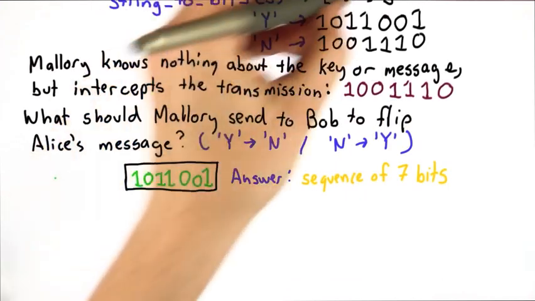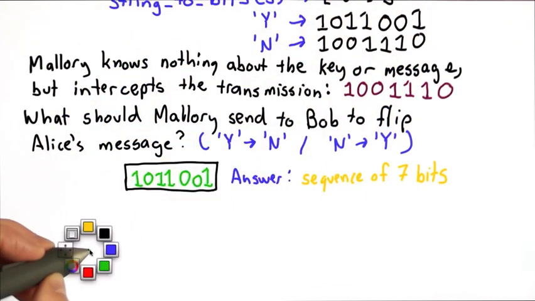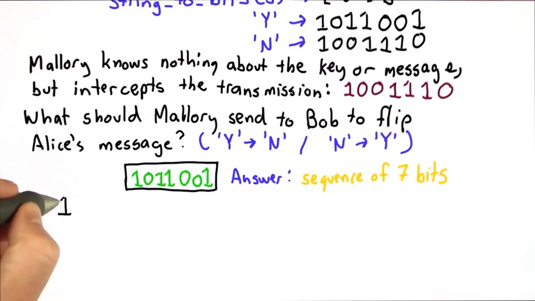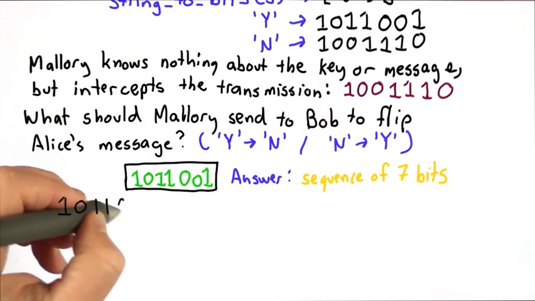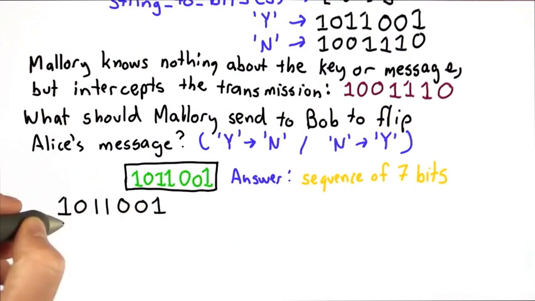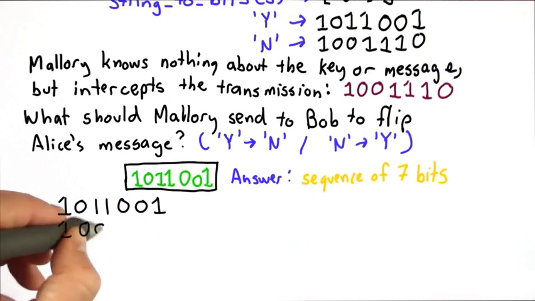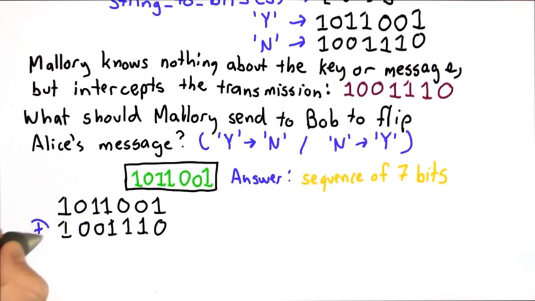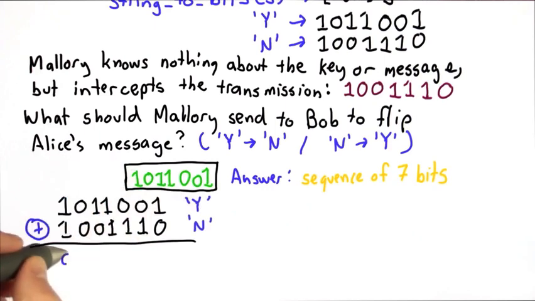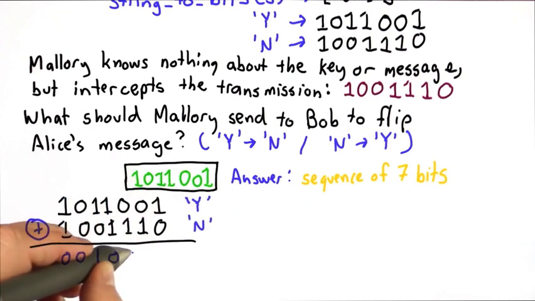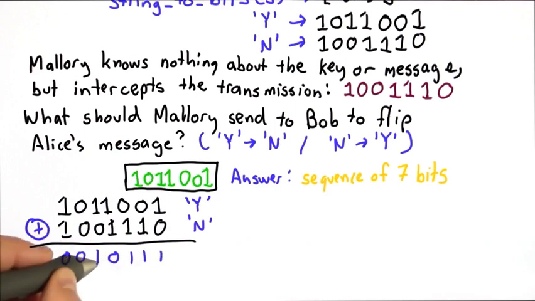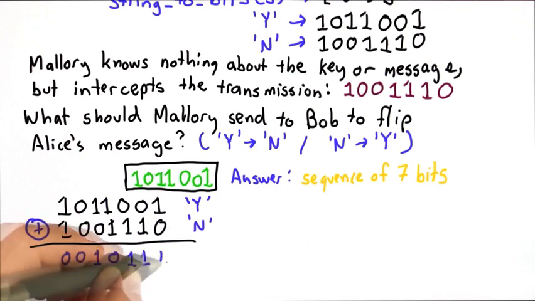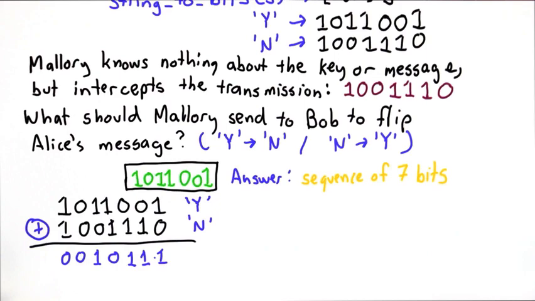So the answer is 10110001. And the way to get that is to look at the 2 possible messages. So we had for Y 10110001. For N, we had 10011110. And what we want to do is XOR them to figure out the difference between those 2. So the XOR of Y and N is equal to 00101111. And so this is the value that will flip a Y answer into an N answer.